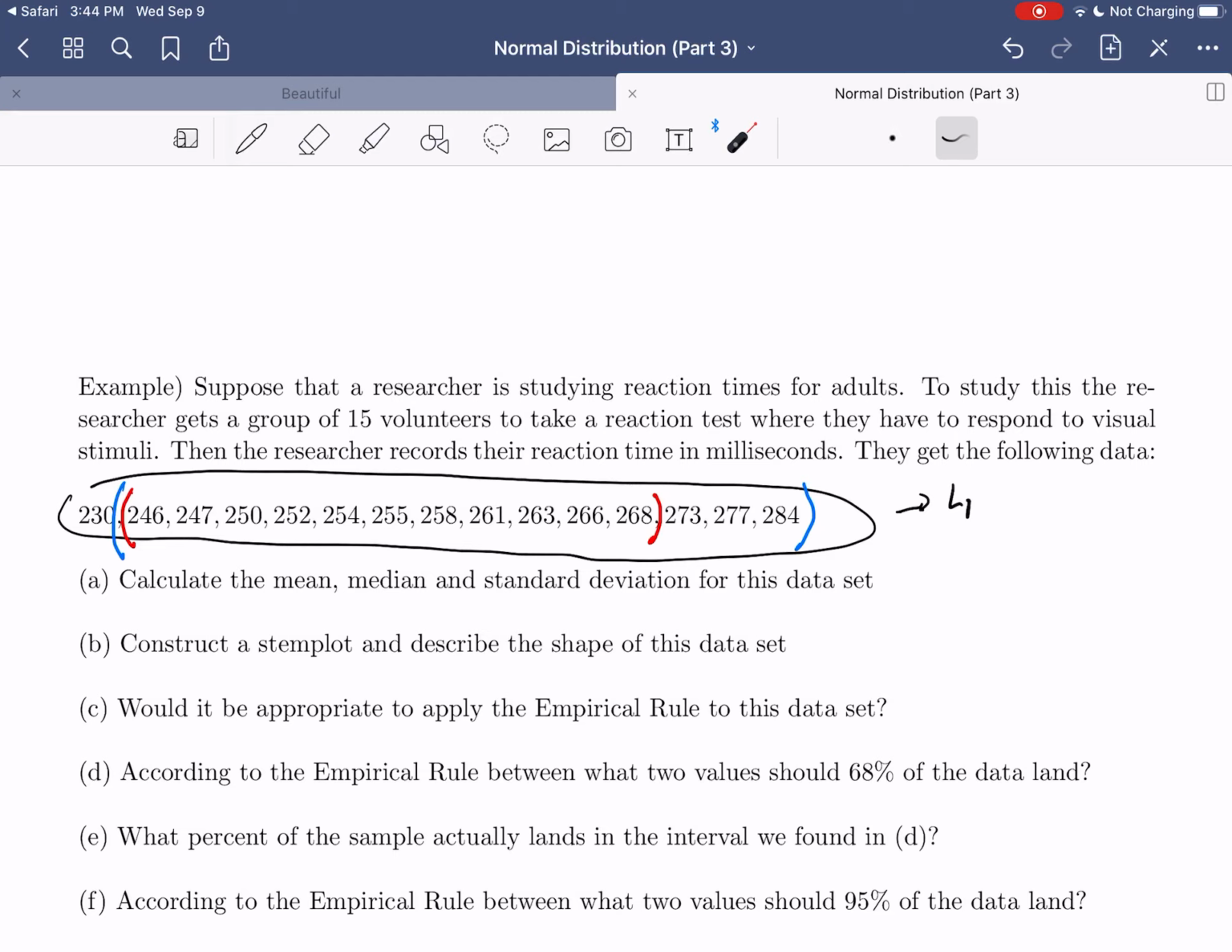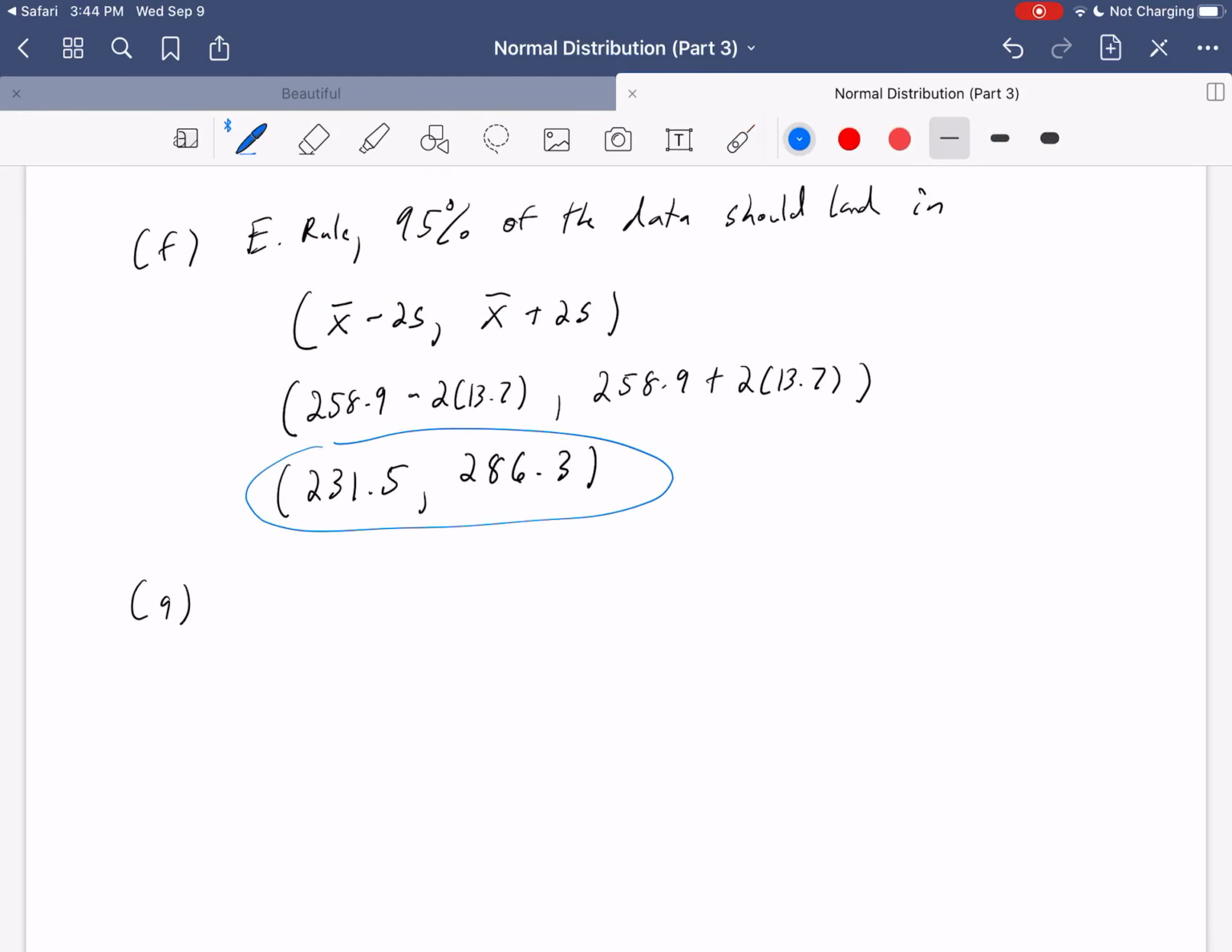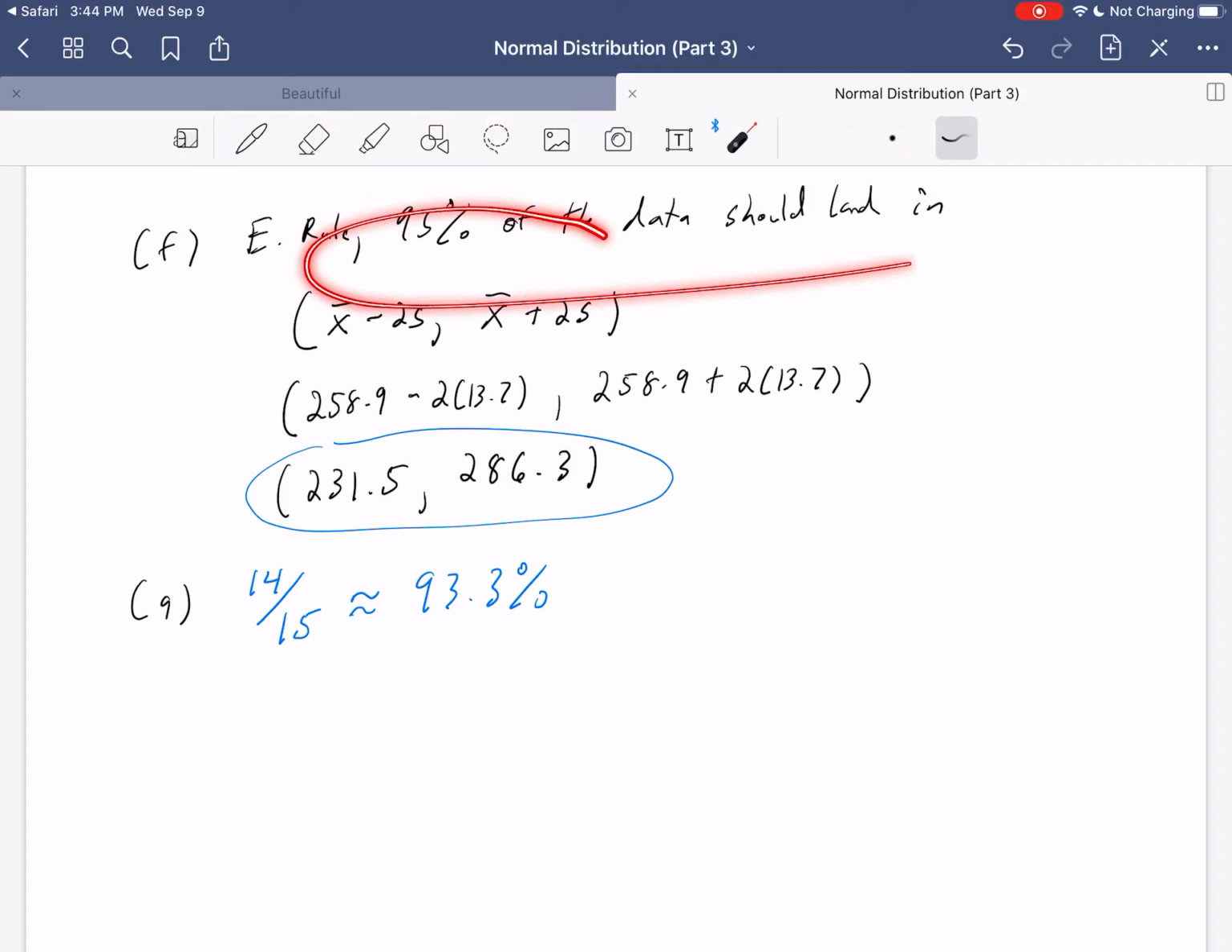Well, that would mean that there's 14 out of the 15 data points. For G, we'd say 14 out of 15. And if we write that as a percentage, 14 divided by 15, you'll see that that comes in as 93.3%. So the empirical rule says that 95% of the data should land in there. For our data set, it's only 93.3%. But notice that's very close, right?